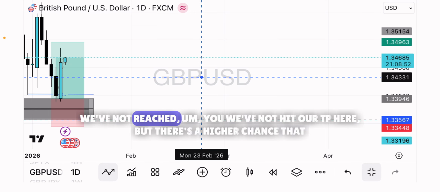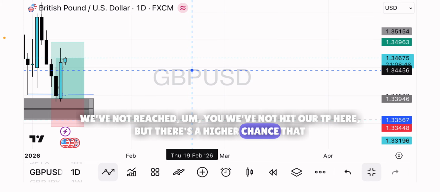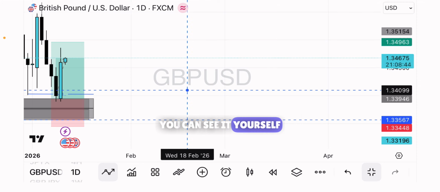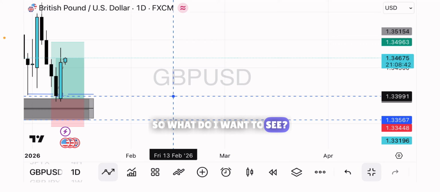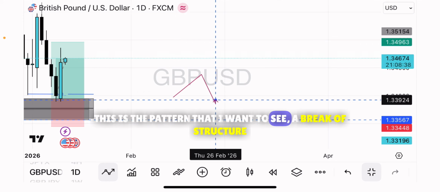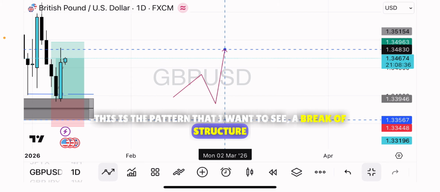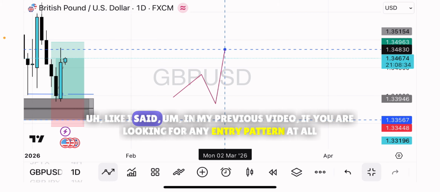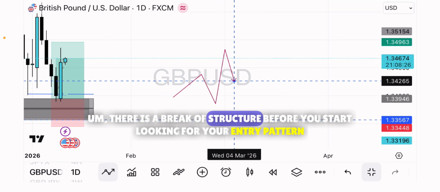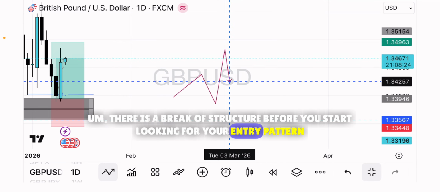We've not hit our TP here, but there's a higher chance that the trade is going to hit my TP. You can see it yourself. So what do I want to see? This is the pattern that I want to see. A break of structure. Like I said in my previous video, if you are looking for any entry pattern at all, you must make sure that there is a break of structure before you start looking for your entry pattern.